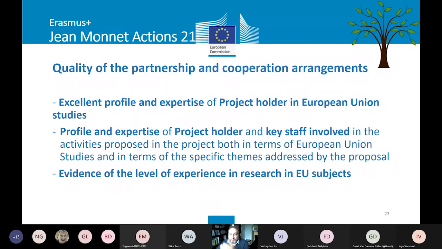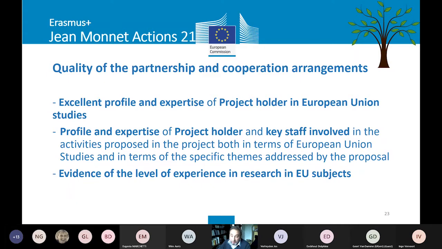So that is the third one, the partnership and cooperation arrangements. Of course, the project holder has to have a profile and expertise in European studies. That's the base. For a module, what can be more or less acceptable is, for instance, a young PhD with less than 5 years. Of course, it cannot be a very expert in European studies as such, but can be supported by another professor in the background to make the project feasible.